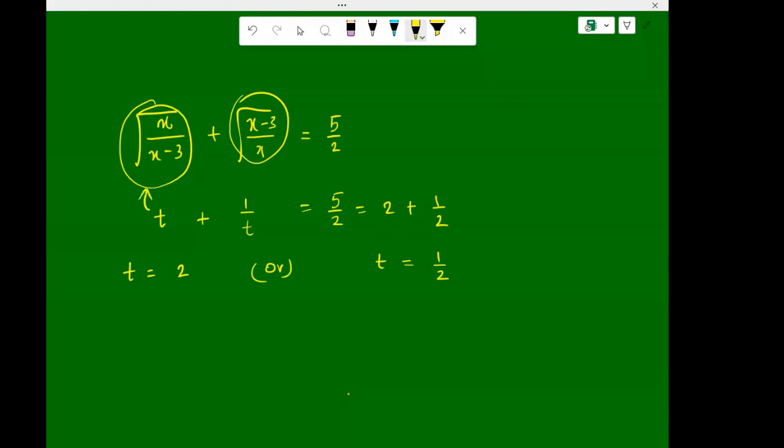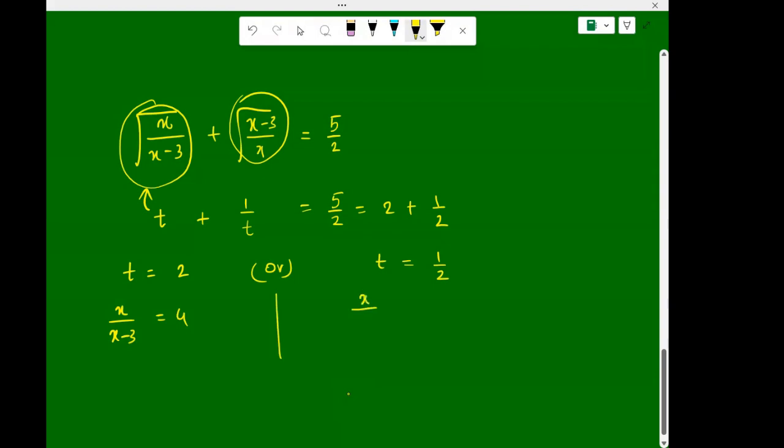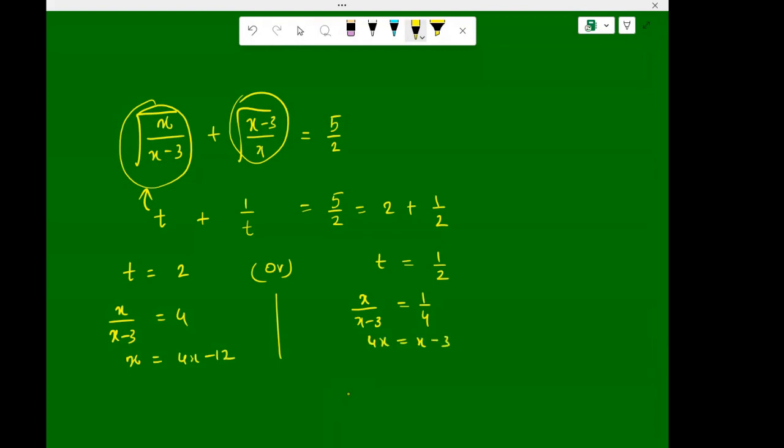Actually, t was taken as this value, right? Do the whole square, remove that square. Now t was root of x by x minus 3, so x by x minus 3 equals 4. On the other hand, x by x minus 3 is equal to 1 by 4. Got it? Now do cross multiplication. x equal to 4x minus 12. And here 4x is equal to x minus 3. Therefore, 3x is equal to 12. Now x is equal to how much? 4. Now from this side, 3x is equal to minus 3. x is equal to minus 1.